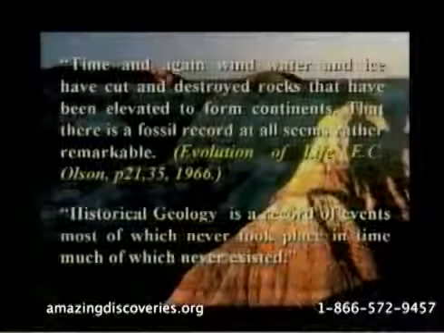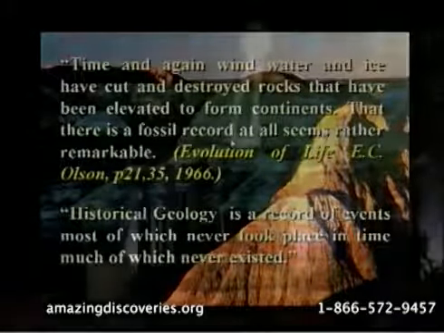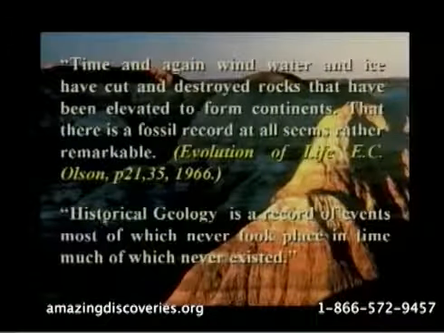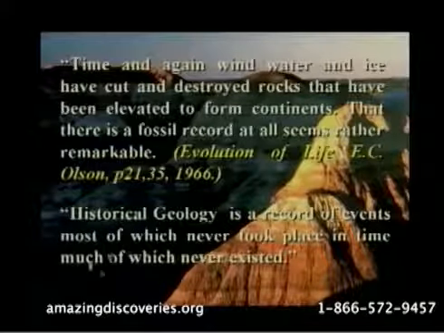Then you should have only the stuff right at the bottom that is still there. But no, we have the whole record there. So that cannot be. So somewhere there's a flaw in the story. Somehow there's a problem. How can we still have a fossil record when it's been eradicated over and over again by a process called erosion over millions and millions of years? And so some scientists have this tongue-in-cheek statement: "Historical geology is a record of events, most of which never took place in time, much of which never existed."